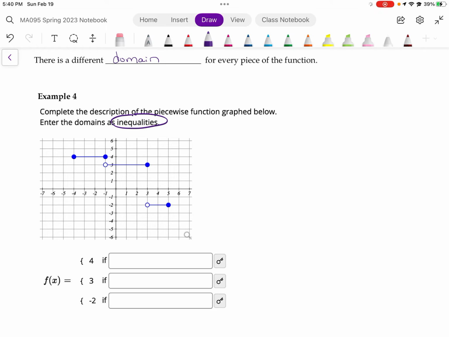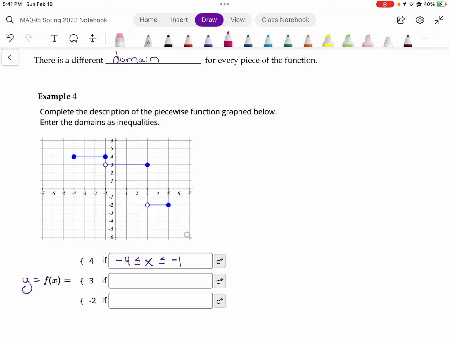Not always. But. All right, so f of x equals 4. Which one is that? Well, f of x, remember, f of x is y. Y equals 4. So where does y equal 4? Well, it equals 4 right here. All right, so y equals 4 there. So what is the domain? Well, it goes from -4 to -1, and it is solid, so it includes them. So we're going to say if -4 is less than or equal to x is less than or equal to -1.